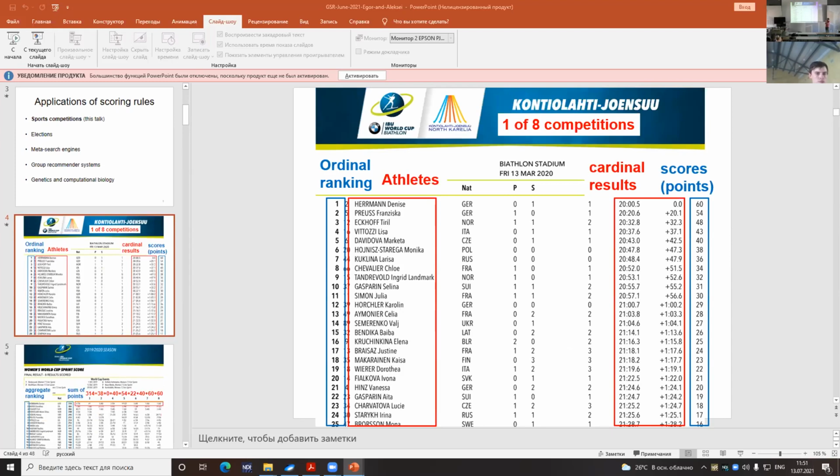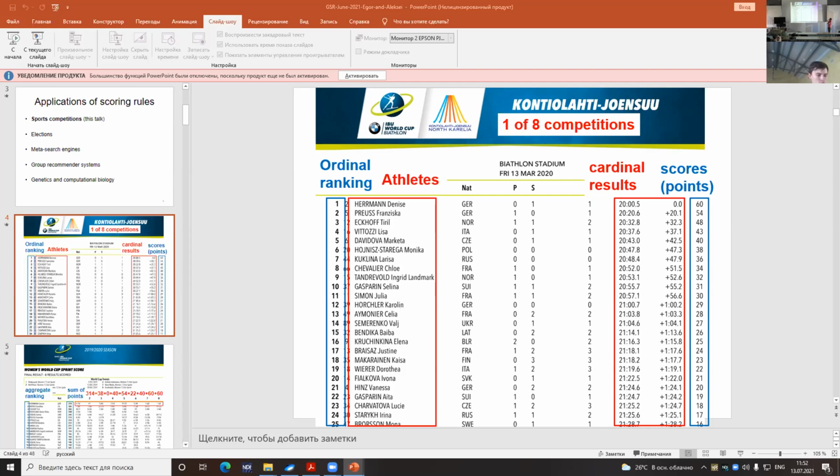And on this slide, you can see a typical protocol of a sporting event. That is our study. And here you can see one of 8 competitions of women 7.5 kilometers sprint biathlon races. So the overall season consisted of 8 competitions. And here on the slide, you see only one protocol of one of them in Kontiolahti, Joensuu.